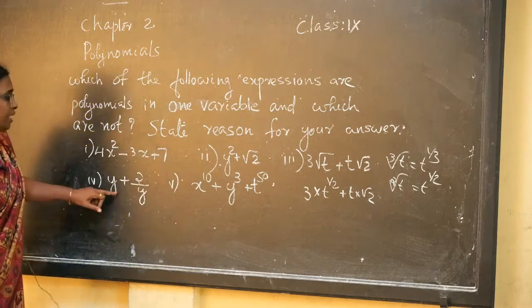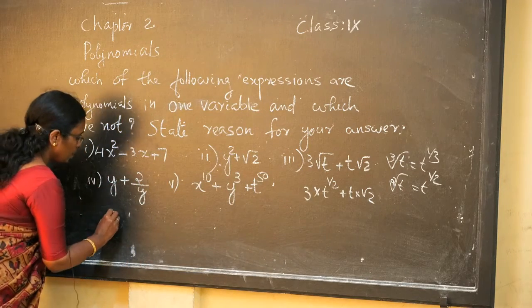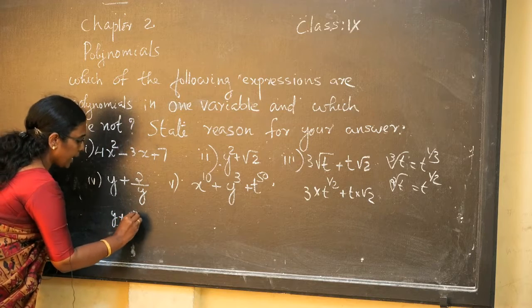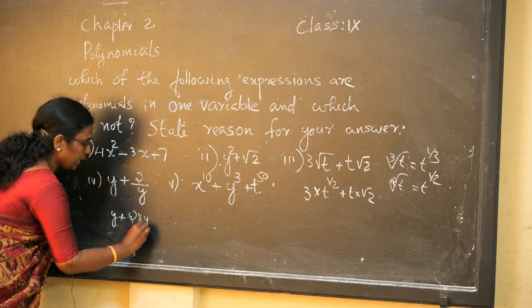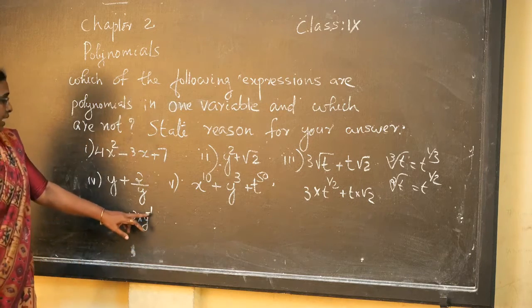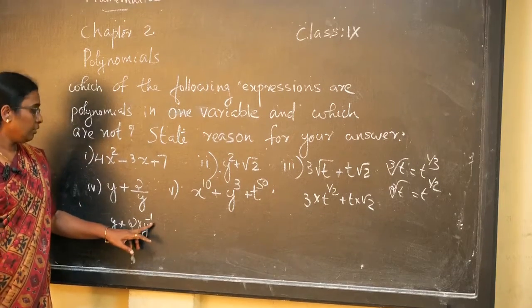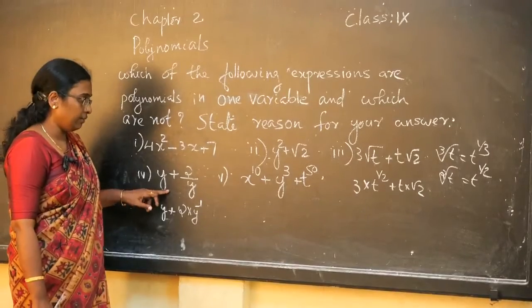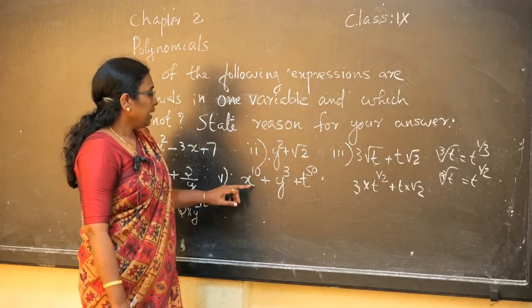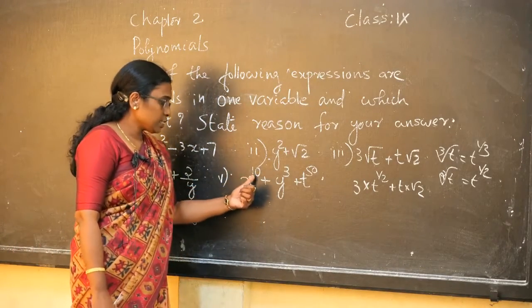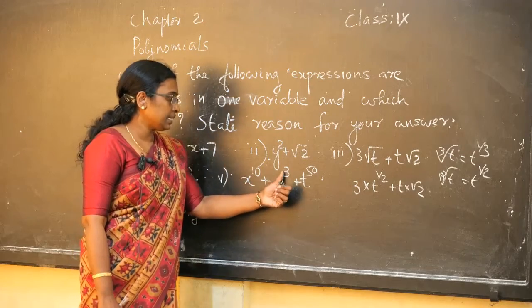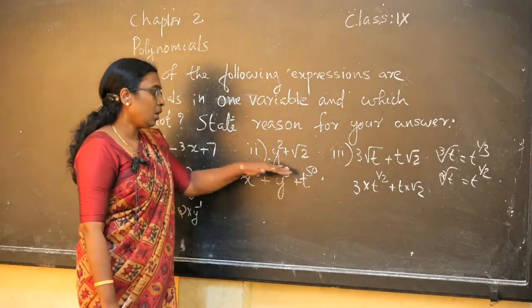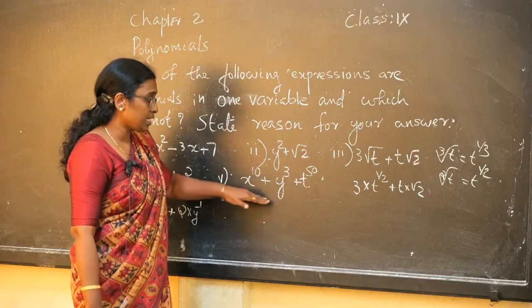Here, y plus 2 by y. Y plus 2 by y can be written as y plus 2 into y raised to minus 1. Here the exponent of y is minus 1, which is not a whole number, therefore this is not a polynomial. In this case, x raised to 10 plus y raised to 3 plus t raised to 50: the exponents are 10, 3 and 50. All these are whole numbers, therefore this is a polynomial.